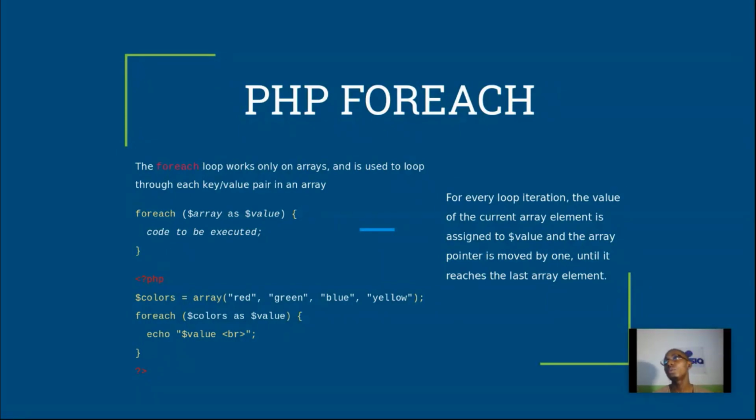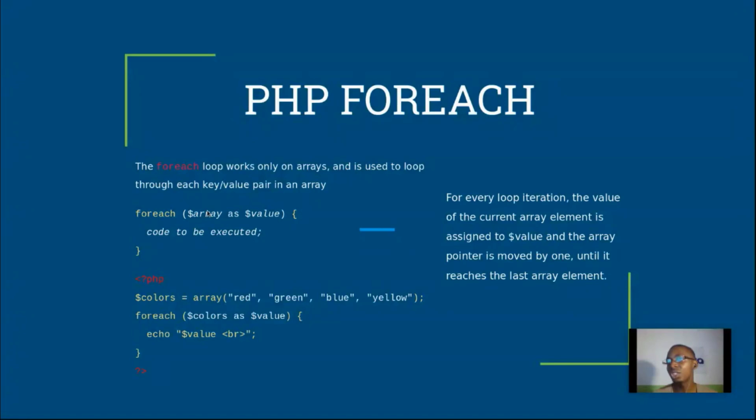So the foreach loop works only on arrays. It is used to loop through each key value pair in arrays. Arrays are key value, definitely. Even if the keys are not set explicitly, they have keys. The keys could be their indexes, right? So you use the foreach loop to loop through arrays in PHP, and this is the syntax.